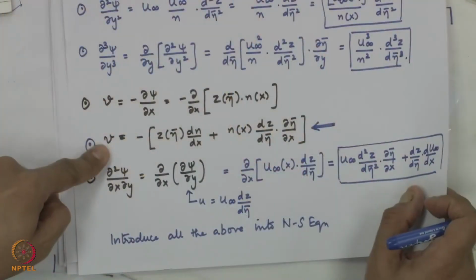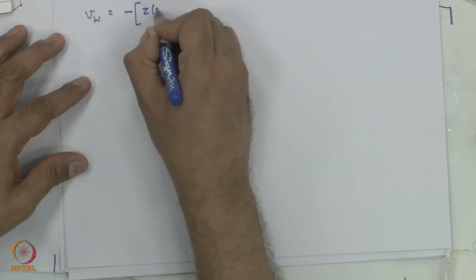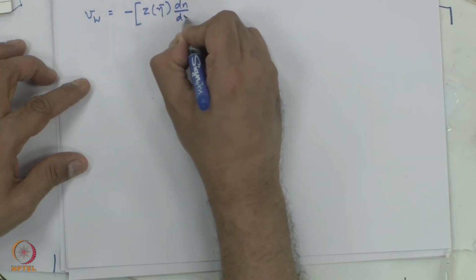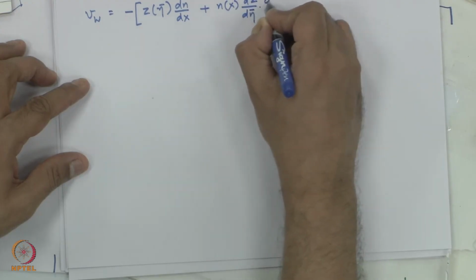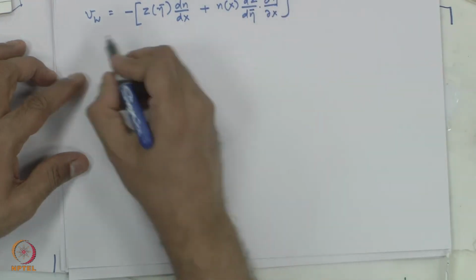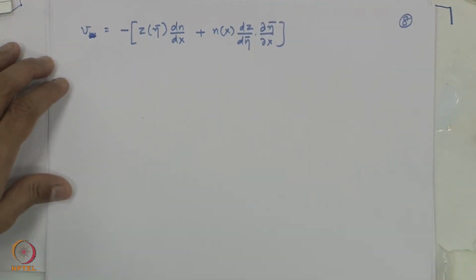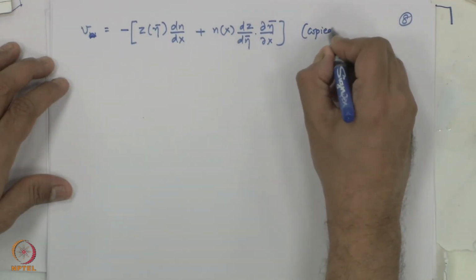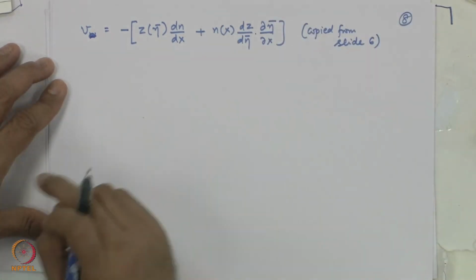So, Vw of x. We wrote, if you remember, V is this. So, we are just copying that expression now and saying Vw is given by minus z of eta bar dn by dx plus n of x dz by d eta bar d eta bar by dx. This is V. This is your expression for V. The expression for V is this. We have copied it from the earlier slide. This is not derived now; it was derived earlier.